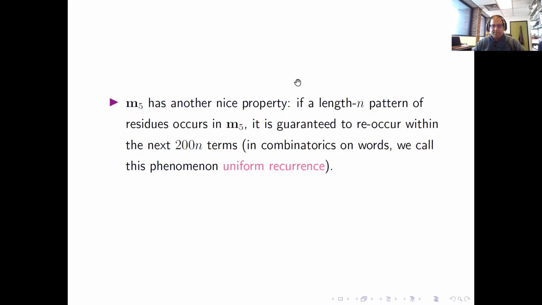This is something in combinatorics on words that we call uniform recurrence. So any length n pattern of residues that appears, I can guarantee its reoccurrence within a certain number of terms, in this case 200n. Notice that's not the case in M3, because of these long runs of zeros that prevent things from reoccurring, right?